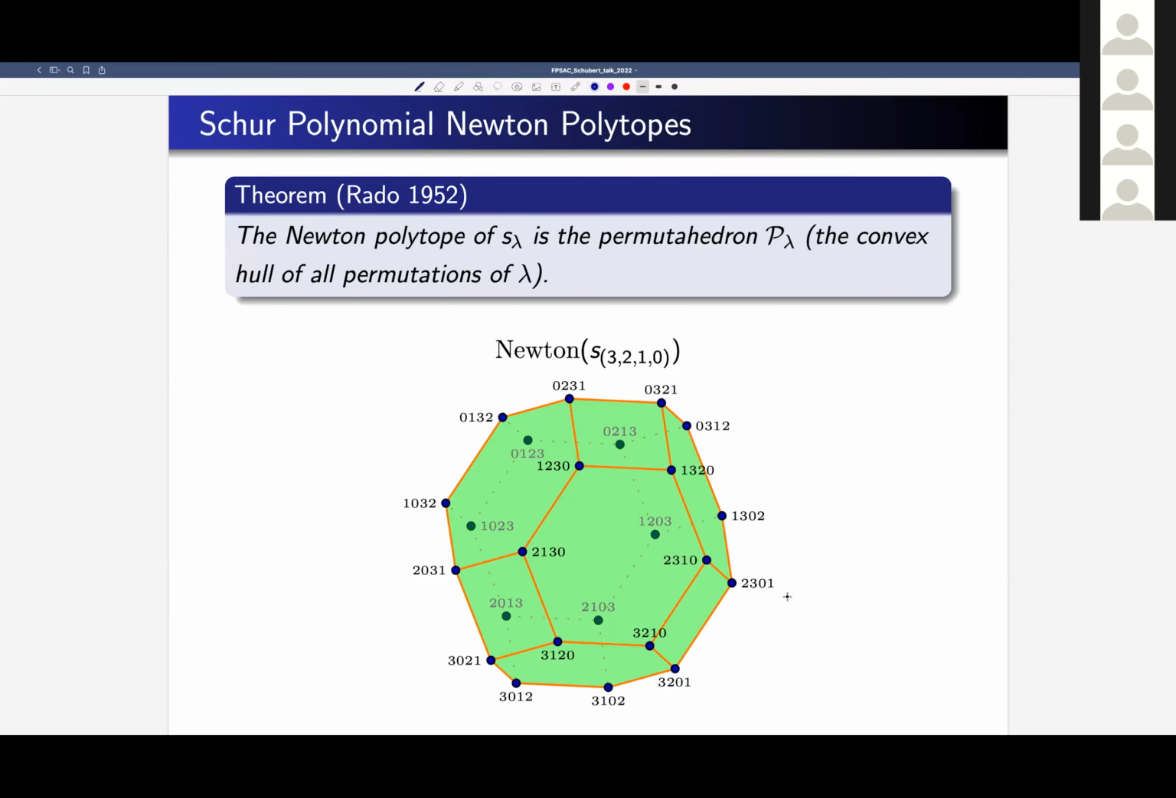So a theorem of Rado from 1952 can be interpreted as saying that the Newton polytope of the Schur polynomial indexed by partition lambda is the permutahedron P lambda. The permutahedron P lambda is simply: take the partition indexing your Schur polynomial, permute the entries of that partition in any way, and take the convex hull. That's the permutahedron P lambda.